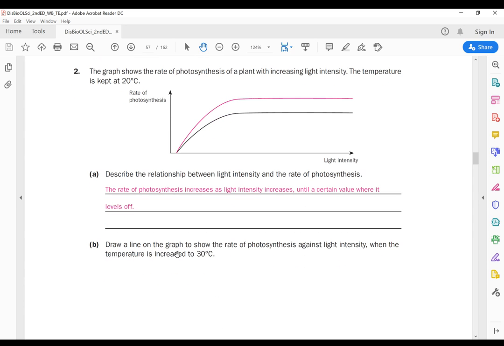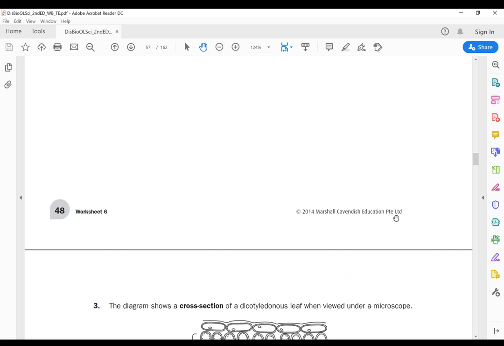Draw a line on the graph to show the rate of photosynthesis against light intensity when I increase the temperature. You can see that the temperature is only at 20. If I increase the temperature to 30, higher temperature, which is better, my rate of photosynthesis will be higher. So they want you to draw on the graph. Some of you actually drew a separate graph. It's not necessary because they want you to draw on the graph. So you just draw another line above the original line. Okay, that's it for question 1 and 2.